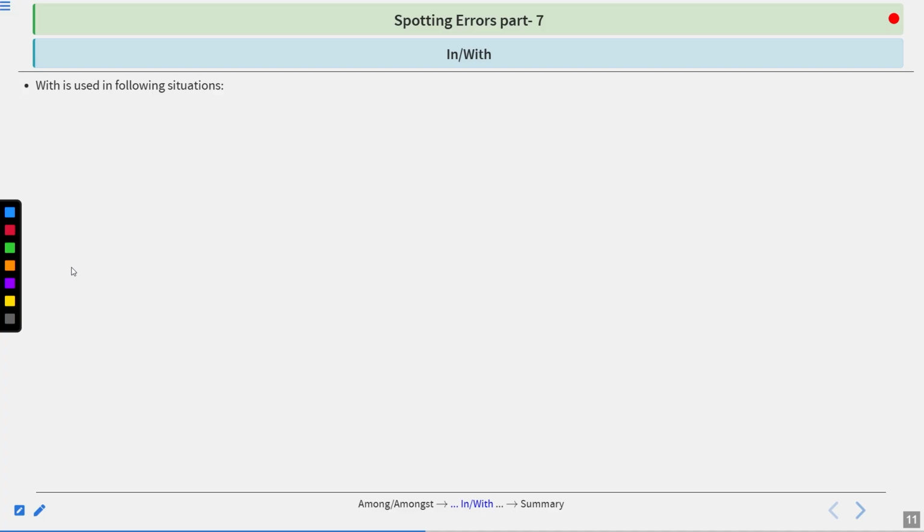With is used in the following situations. In reference to accompanying: he came with her. I have my keys with me. In reference to having or containing: here is a book with a map of the island.